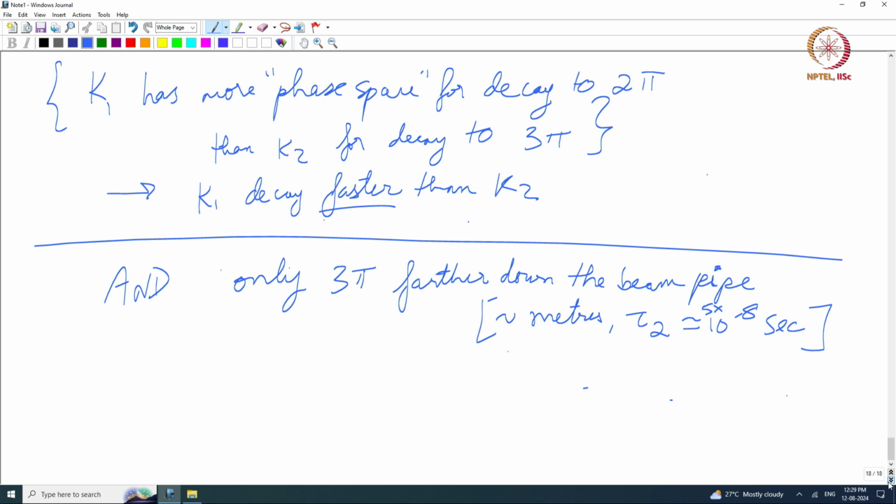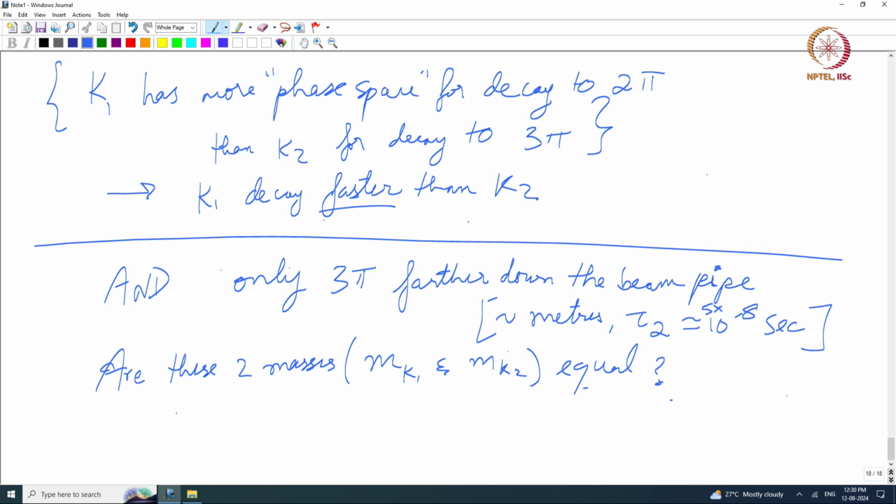At this point, let us take a very small digression to understand something about these eigenstates. So, this is where I am going to ask, we saw this K1 and K2, these two CP eigenstates. Are these two masses, the mass of K1 and the mass of K2, equal? Is there any reason for them to be equal? And the answer is they need not be equal.